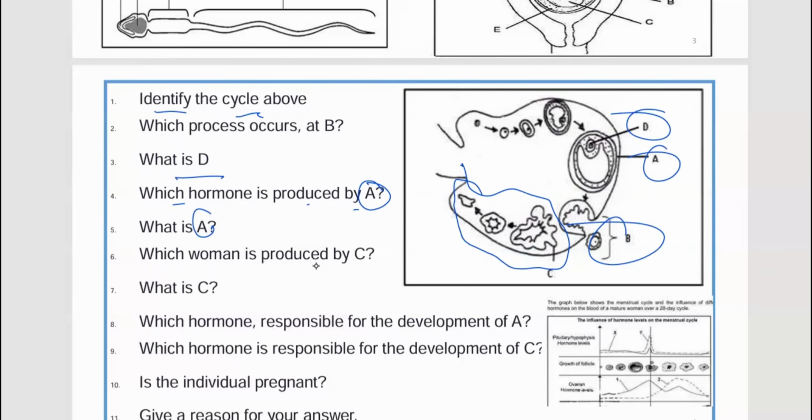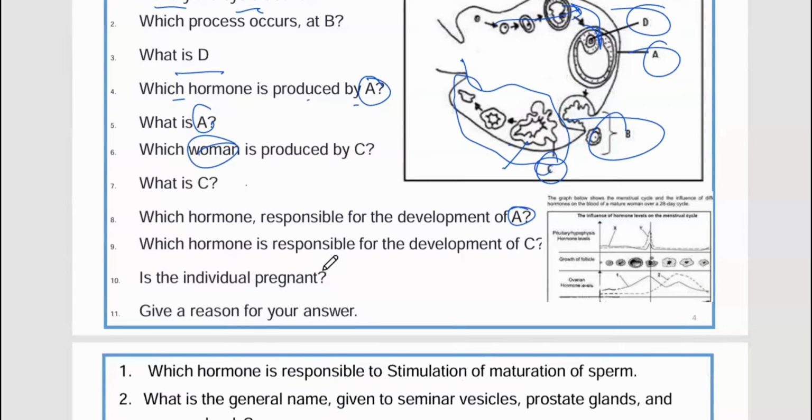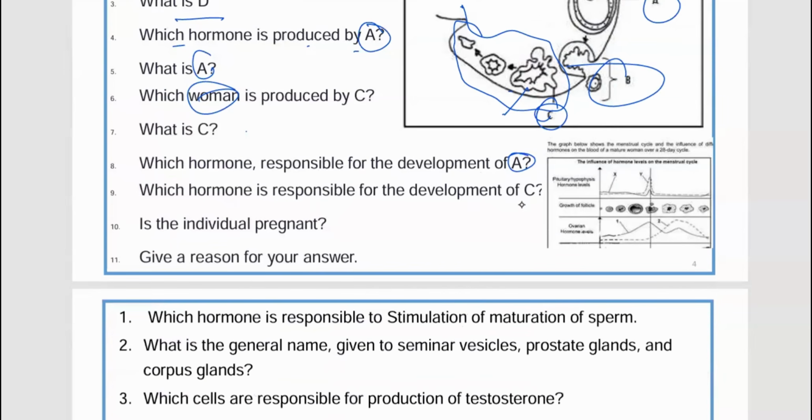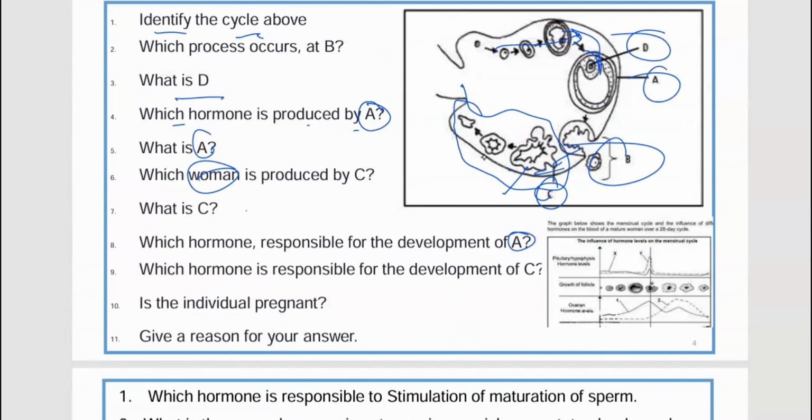Which hormone is produced by C? We said it is progesterone. What is C? We said it is the corpus luteum. Which hormone is responsible for development of A? A, meaning that this is FSH. Then which hormone is responsible for development of C? We said it is LH. They're asking, is the individual pregnant? We say no, the individual is not pregnant. Give a reason for your answer: the corpus luteum is shrinking. Done. The ovarian cycle, done. I don't think they can even ask you any question more than that.